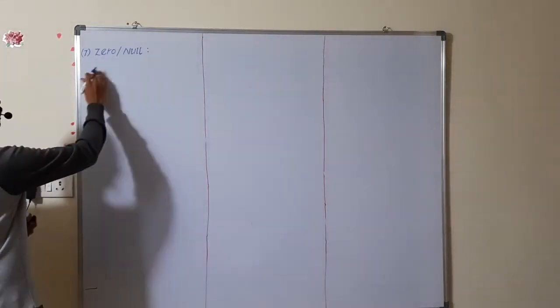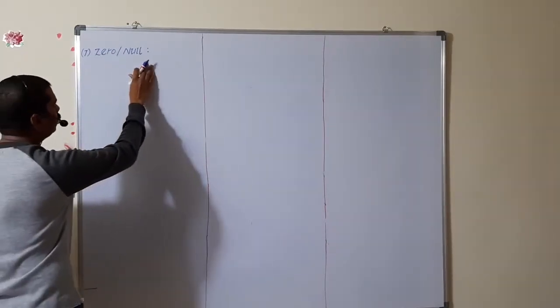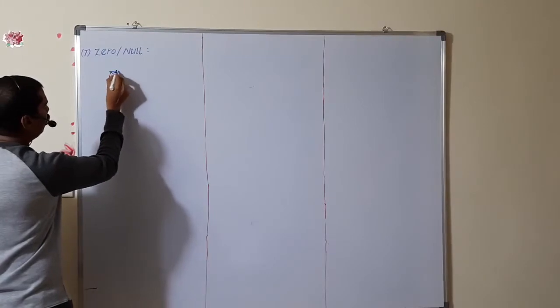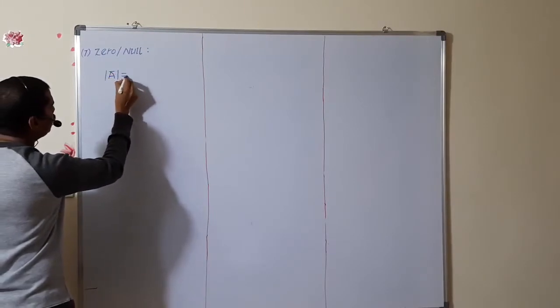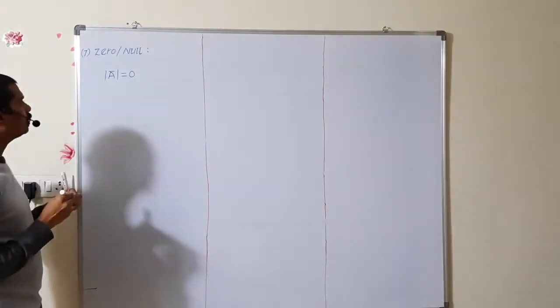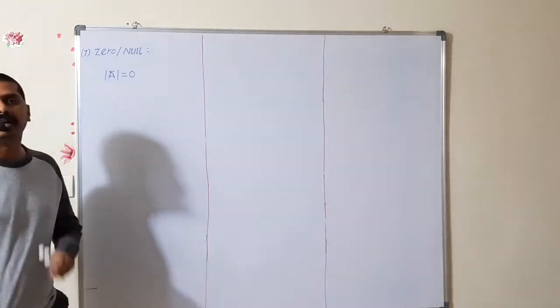Now, unit vector. What is a unit vector? First, the zero vector or null vector. Any vector of magnitude equal to 0 is called a zero vector or null vector. But the direction of this vector is undefined.